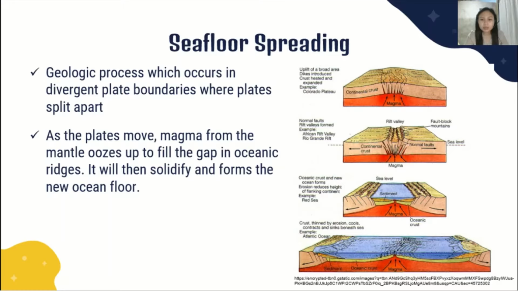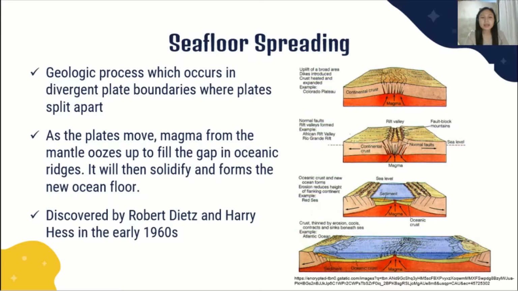This phenomenon was discovered by Robert Dietz and Harry Hess in the early 1960s. At that time, they used different equipment to explore our ocean floor. They used sonar, sound navigation and ranging, to track all the oceanic ridges in the world. In that place, they discovered many things. They studied the rocks there, what the composition of the rocks are, and because of those discoveries, they proposed the seafloor spreading theory.